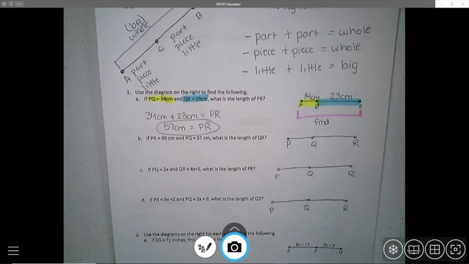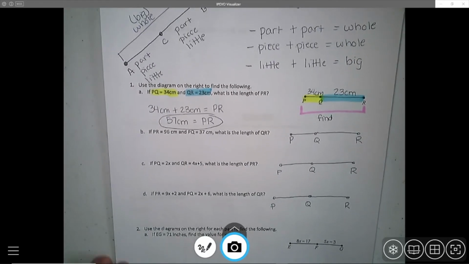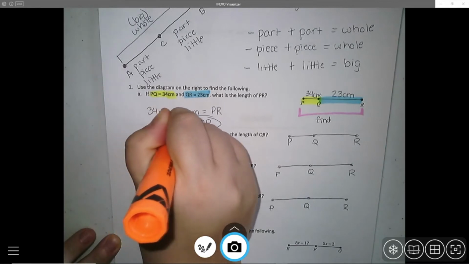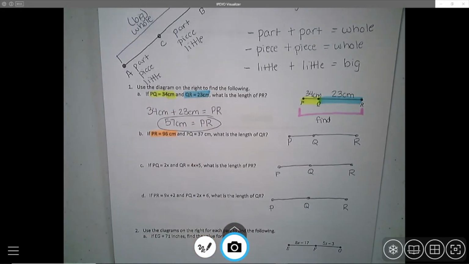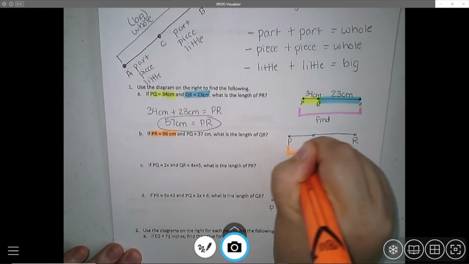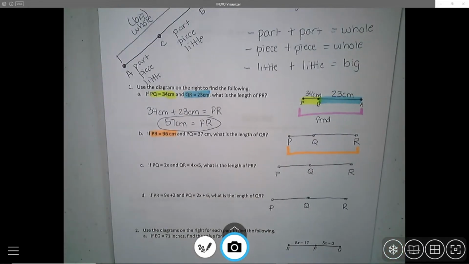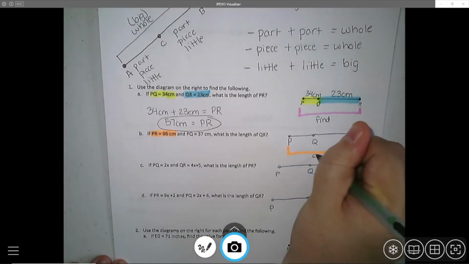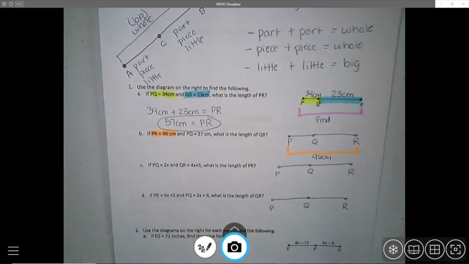Okay, going here to the next problem. I see a piece of given information. So they tell me PR is 96 centimeters. PR, first off, that is the whole big thing, so I'm going to put it as a bracket. How I know it's the whole big thing is it goes from one end to the other end point. So I'm going to put 96 centimeters below it.